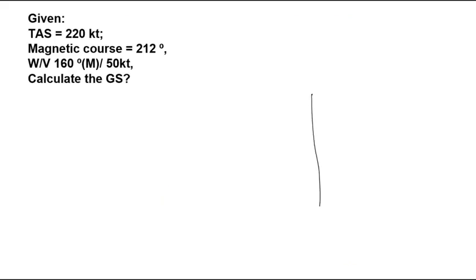So given our track as 212 degrees magnetic and the wind direction is 160 degrees, that means it is coming from the left, and the angle between the wind and our track is 52 degrees. How 52? 212 degrees minus 160.